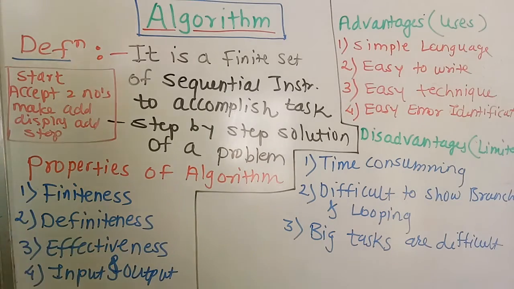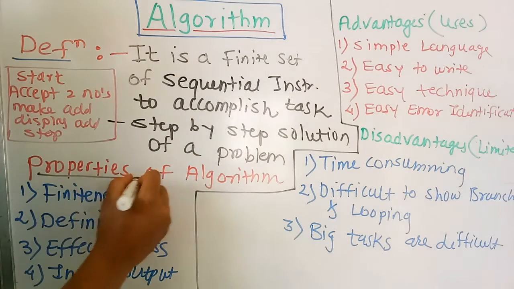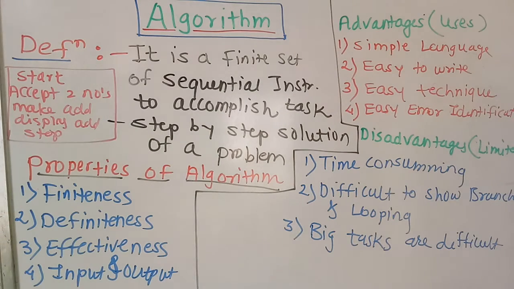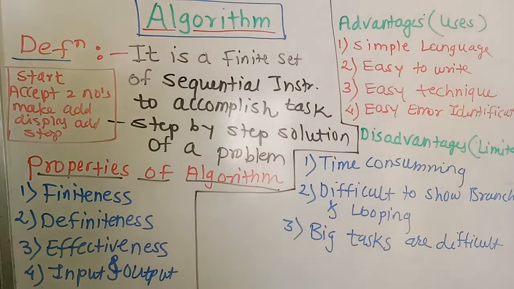Now we have to study many different things about the algorithm. First are the properties of an algorithm. Properties means the beneficial factors, or the facilities provided by the algorithm mechanism to the developer. The first is finiteness, second is definiteness, third is effectiveness, and fourth is input and output. We will see them one by one.